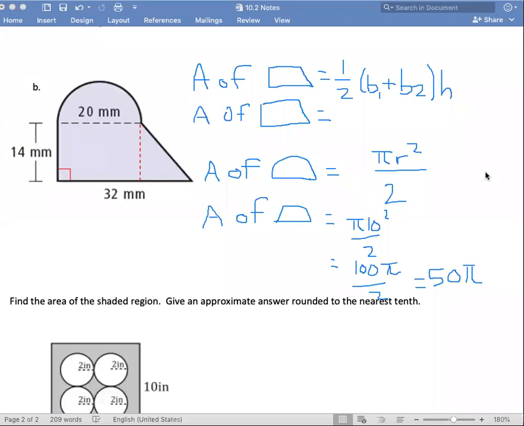All right, and here we go on the next problem. So I want you to look at this figure, and I want you to ask yourself, what shapes do you possibly see that make up this figure? Go ahead and pause the video and ask yourself that question.